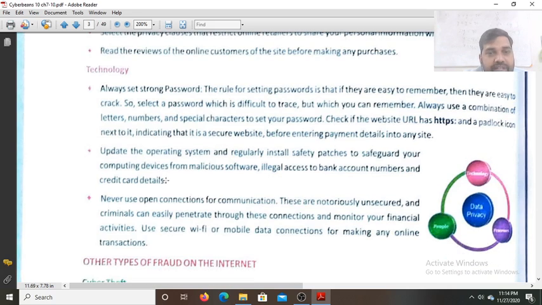Now update the operating system and regularly install safety patches to safeguard your computing devices from malicious software and illegal access to bank account numbers and credit card details. So update the operating system regularly.